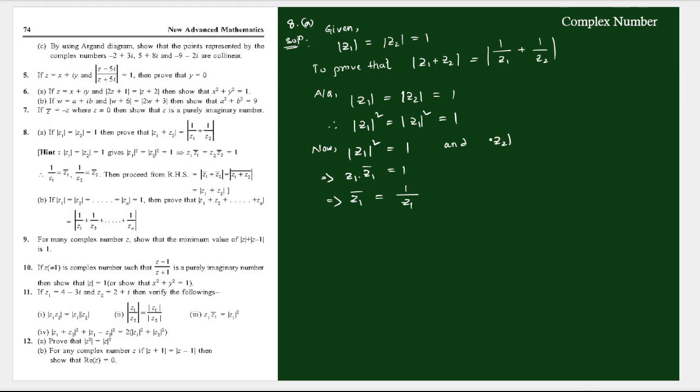Similarly, modulus of z2 squared is equal to 1. So this is also z2 into z2 conjugate equal to 1. So z2 conjugate will be 1 by z2. Okay, 1 by z2.